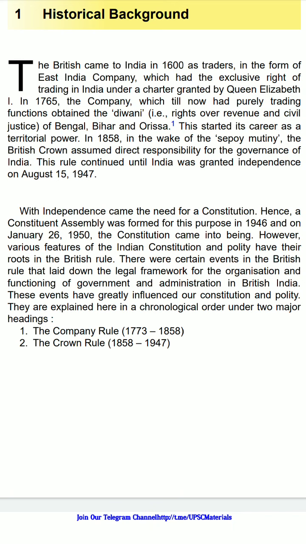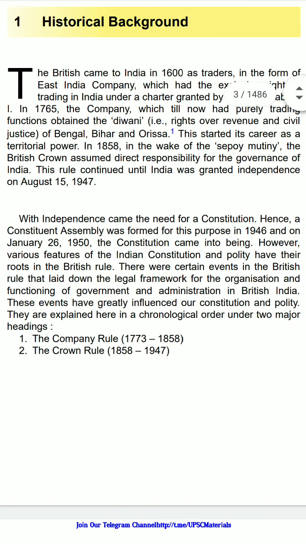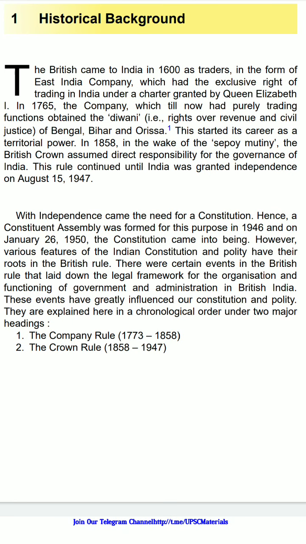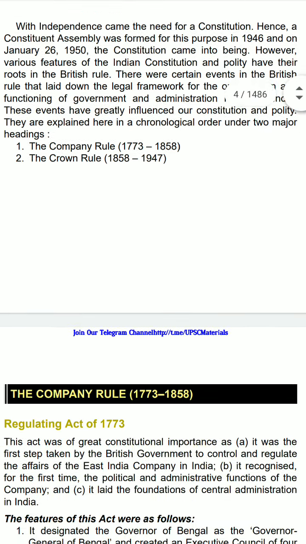However, various features of Indian constitution and polity have their roots in British rule. There were certain events in British rule that laid the legal framework for the organization and functioning of government and administration in British India. These events have greatly influenced our constitution and polity. They are explained here in a chronological order under two major headings. First, the Company Rule 1773 to 1858. Second, the Crown Rule 1858 to 1947.